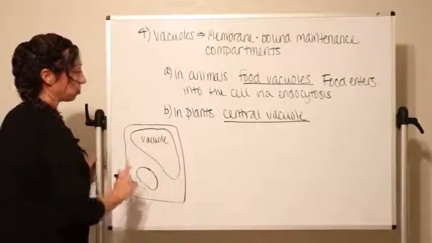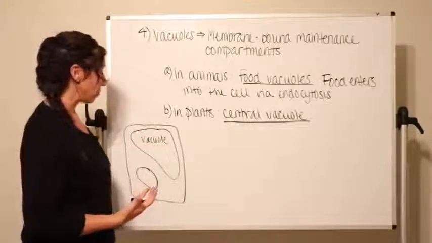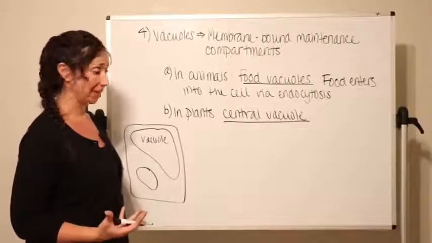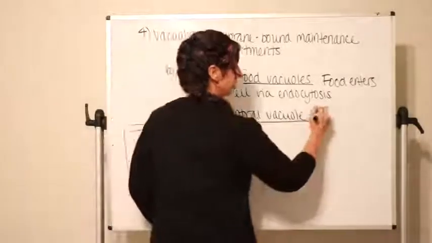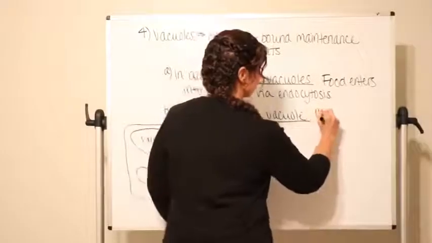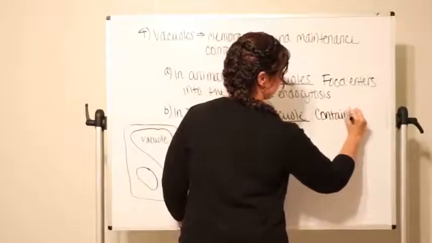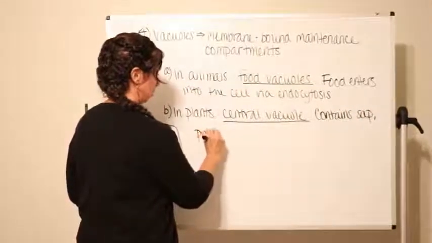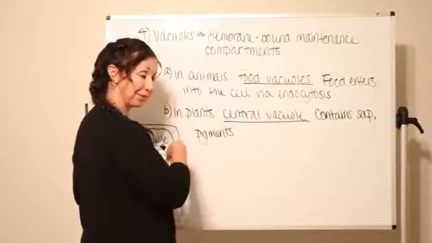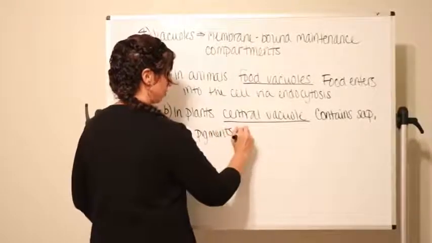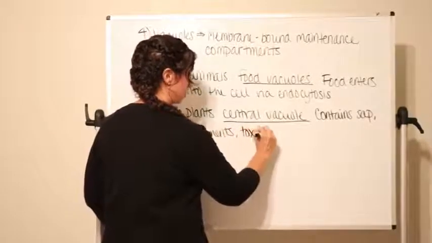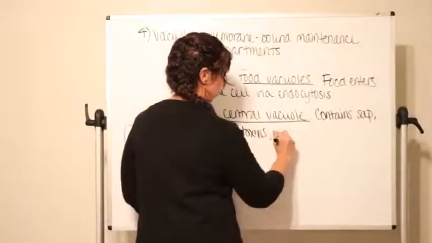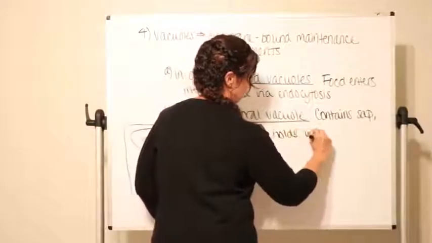It takes up the majority of the space inside the cell, because what's going on in there is it's storing tons of the fluids inside the cell. Inside here, it contains saps, pigments. So if you have a red rose, that's where it's at. Red pigments, you could have toxins in there. It just depends on the type of plant it is. It also can hold water.